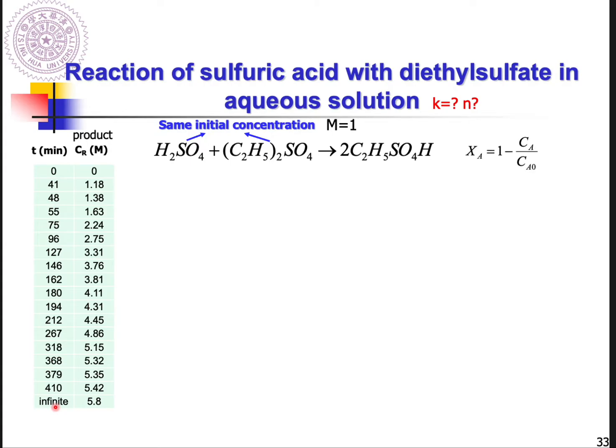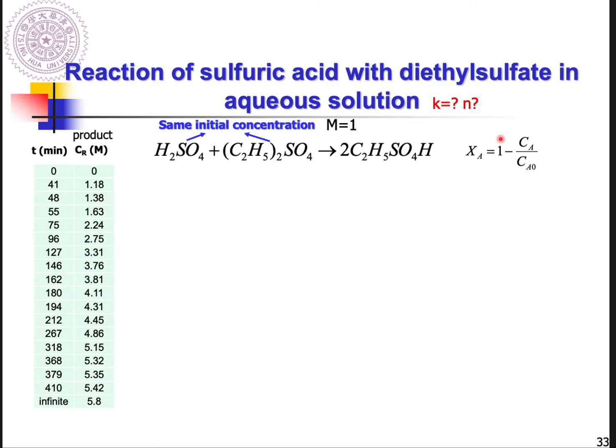So next, we already know the relationship between XA and t for zero, first, and also second order. We know the particular forms, right? So XA is quite important, but now we only have CR, the concentration of products. So we try to convert CR to XA. Okay, so XA is defined as the fractional conversion, so it's 1 minus CA over CA0. So we get CA0 minus CA over CA0.